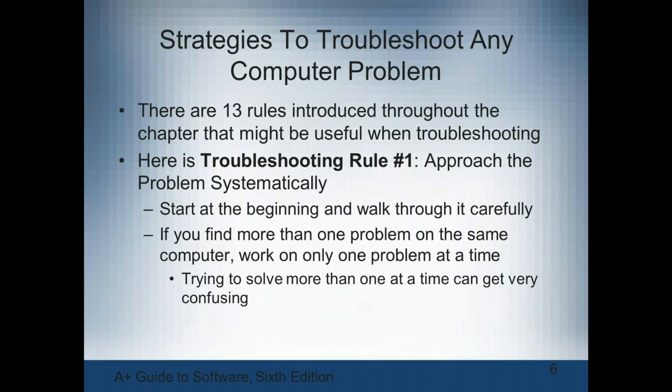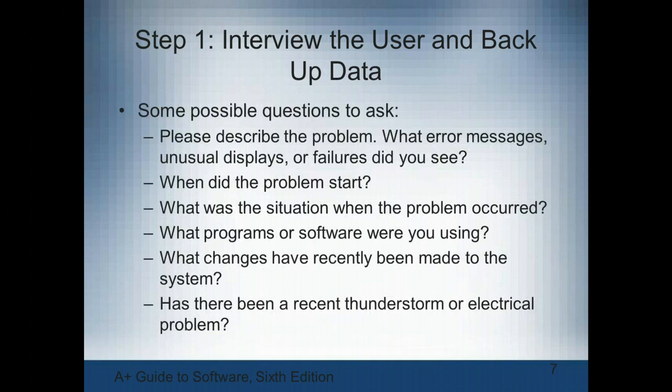If you find more than one problem on the same computer, work on only one problem at a time. Guilty of not doing this very well. You do 2 or 3 things. You should only do one thing at a time. You do 2 or 3 things and it's fixed. Which one fixed it? I don't know, because the other ones that didn't fix it may have unfixed something else. Do one thing at a time. It's much slower, but once you get it resolved, you'll know what caused it to be resolved.